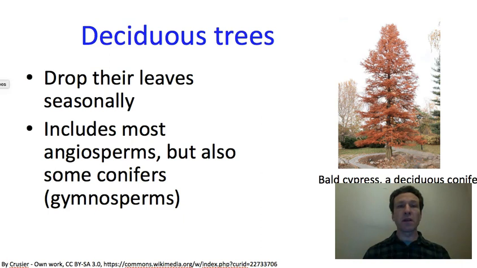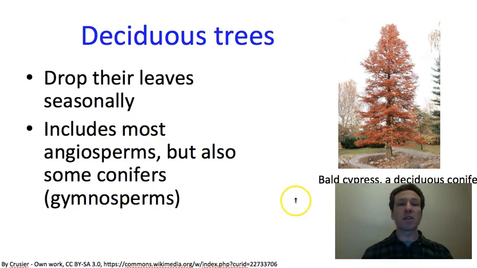The trees that do this are called deciduous trees. They drop their leaves seasonally. In a temperate area like the Carolinas, this means in the fall. There are other places in the world where this happens in response to dryness whenever the dry season comes.